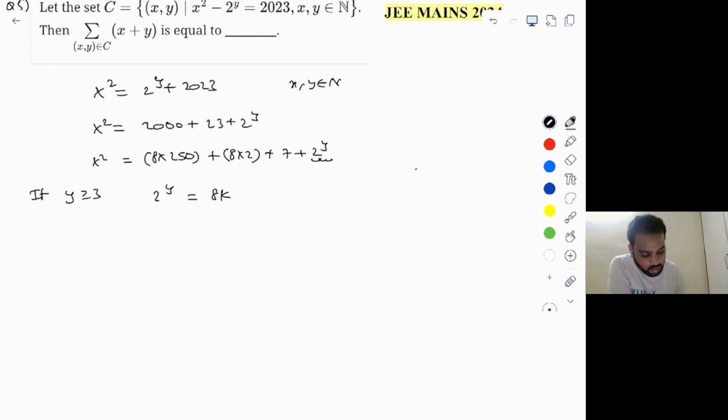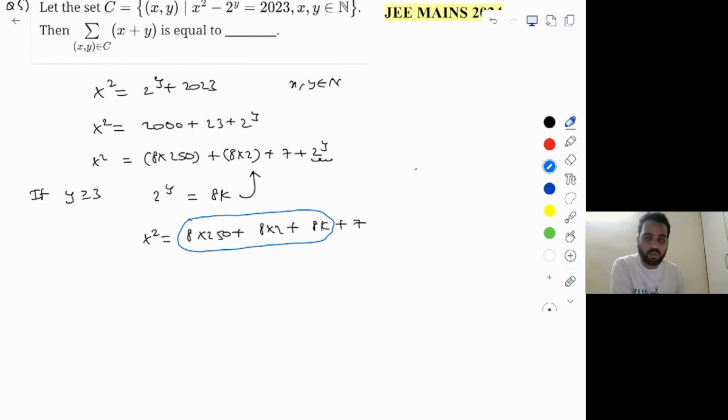So if I try to take that and put it here, I get the equation x square is equal to 8 times 250 plus 8 times 2, and 2 power y here is nothing but 8k, plus 7. The main advantage by doing so is that all these numbers, 8 into 250 plus 8 into 2 plus 8 into k, are always a multiple of 8.